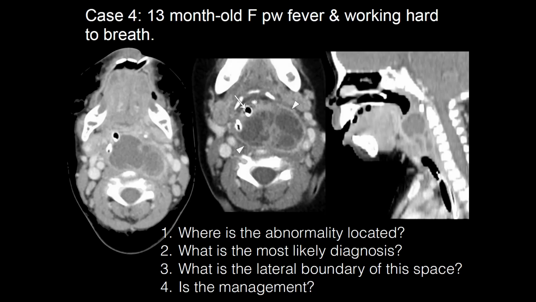So it looks like retropharyngeal space. Yes. Again, this one looks like a fluid collection spanning the entire retropharyngeal space, so abscess. Yes, spanning carotid to carotid, touching both carotids. The lateral boundaries are the carotids. The management would be drainage in the theatre. And you can see how it's actually causing airway obstruction. The child's actually intubated.